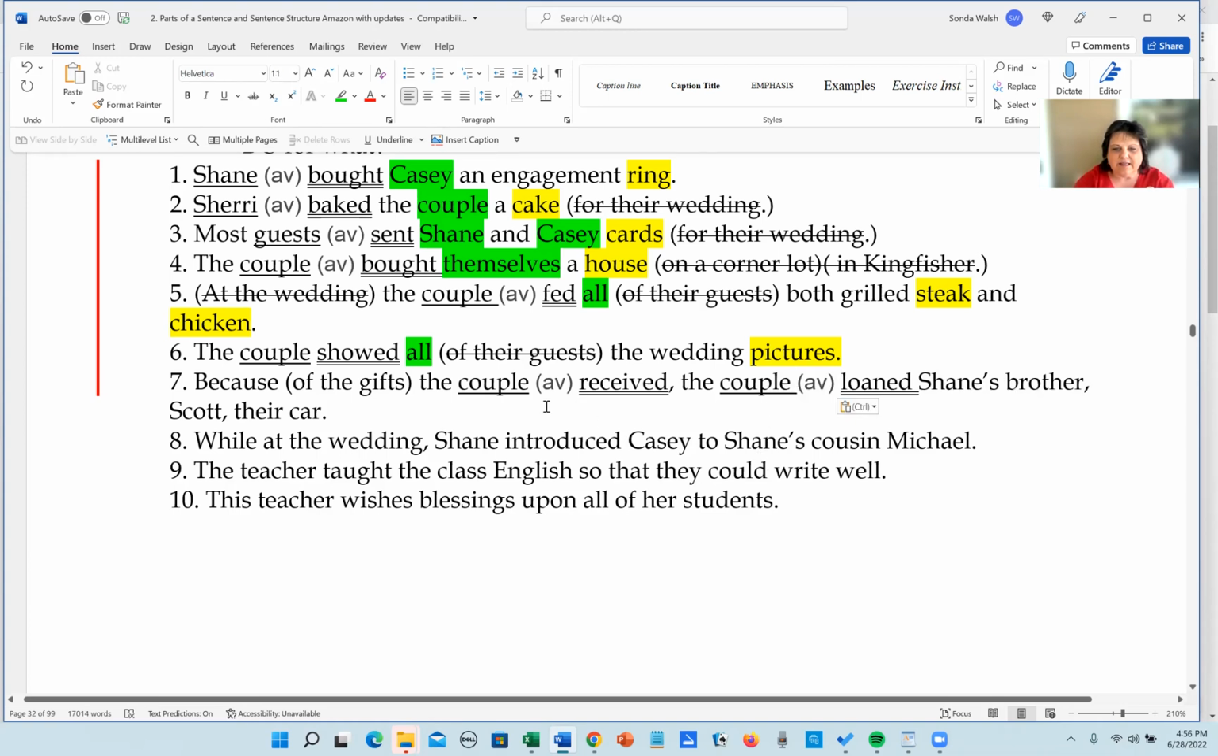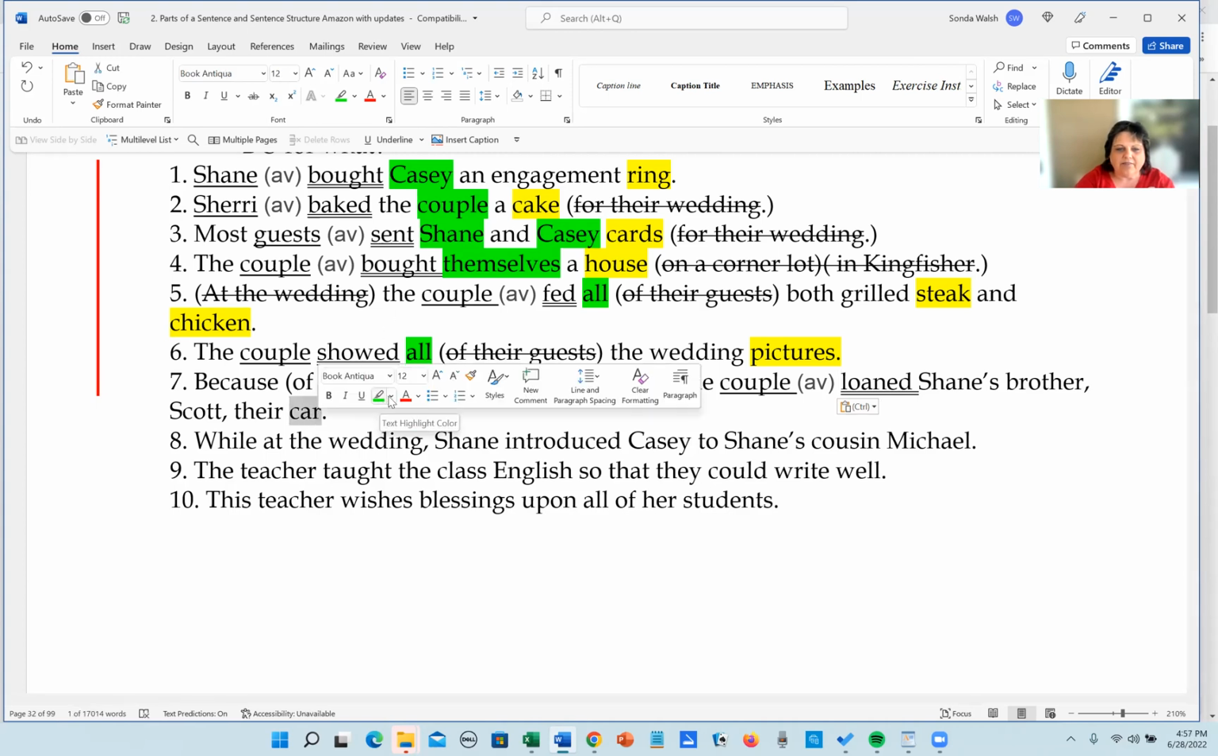Okay, so now we say couple received what? Well, the very next thing is another subject. We have a comma here. So that tells me this whole clause is complete. We don't have anything there. So let's go to the second clause. And the couple loaned who? The couple loaned what? The couple loaned their car. So I'm going to highlight that as a direct object.